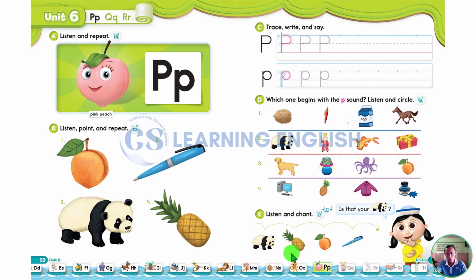Panda, pineapple, peach, pen. Panda, pineapple, peach, pen. Is that your panda? Is that your pineapple? Is that your peach? Is that your pen?